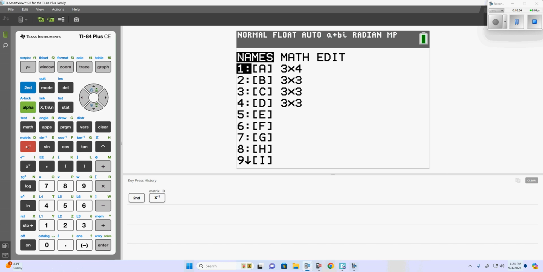Now we need to put the matrix in. So to do that, we're going to go over to Edit. At the top of the screen, there should be a black box around Edit. This lets us edit the matrix or put in the information for each matrix. The one we're going to put it into is matrix A. It should already have a black box around number 1, so hit enter.